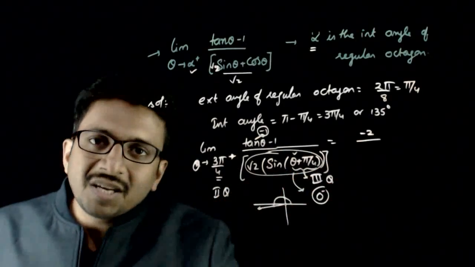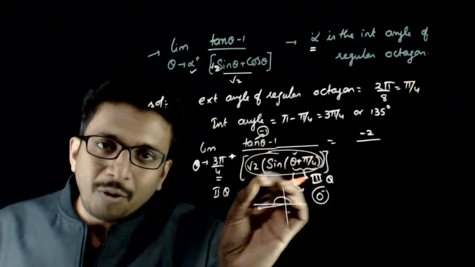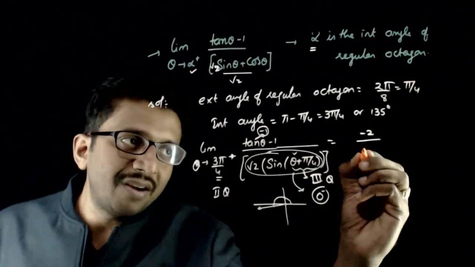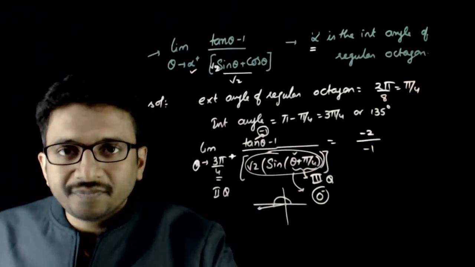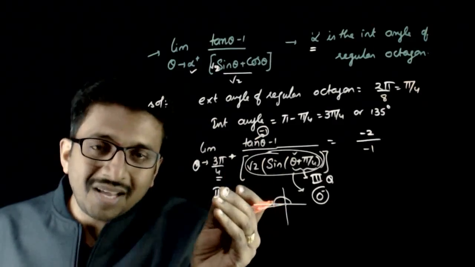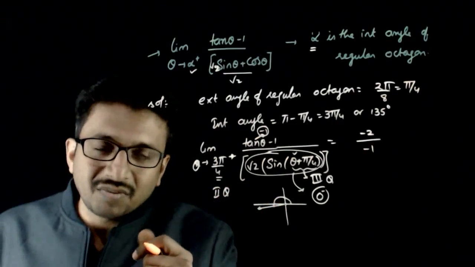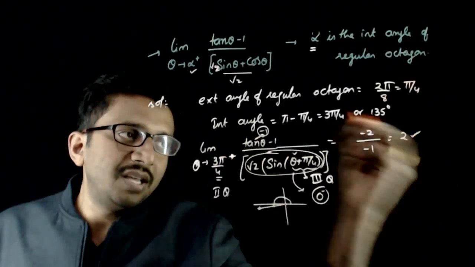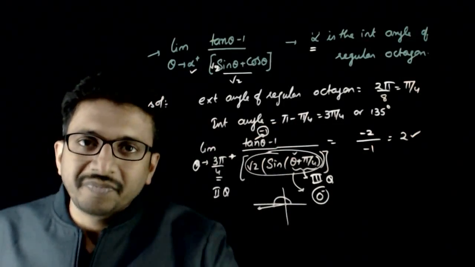If you take the integer part of 0 minus, what do you get? The integer part of 0 minus is minus 1, because for any number less than 0, unless it is 0, the integer part will be minus 1. So minus 2 by minus 1 is equal to 2, which is the right answer. Thank you.